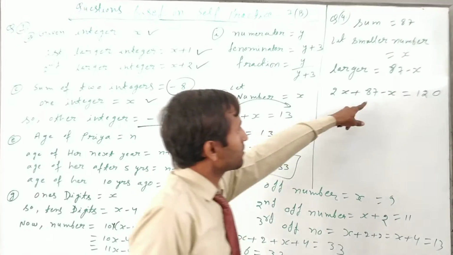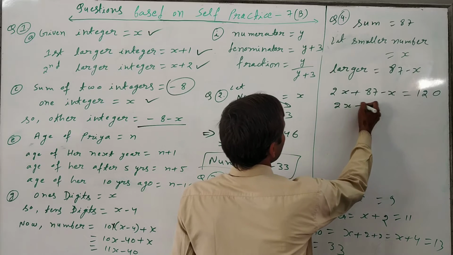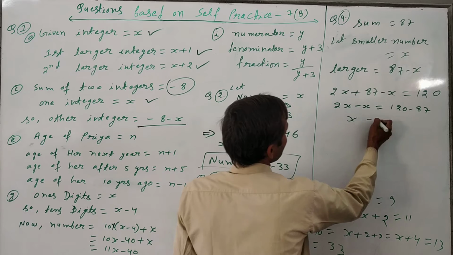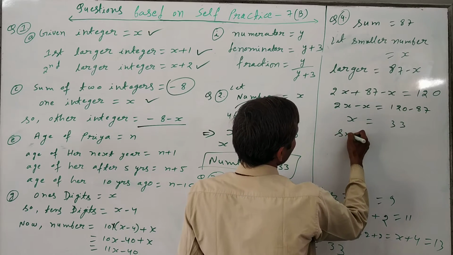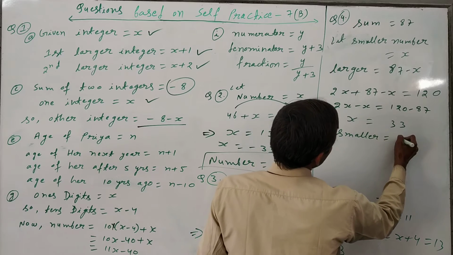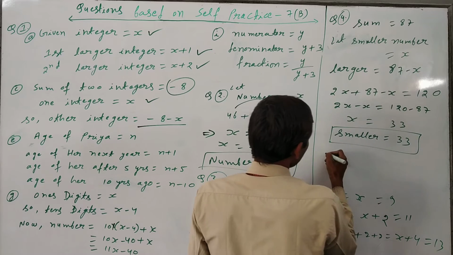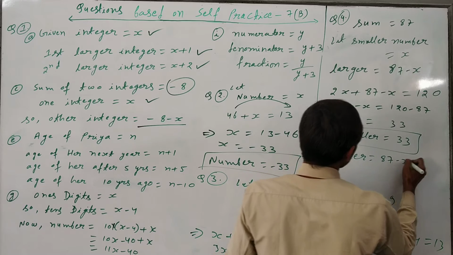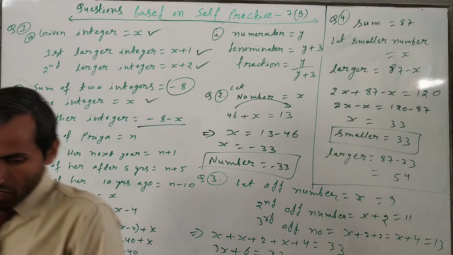Very simple. Just arrange this, and 87 will transpose to that side. So 2x minus x is equal to 120 minus 87. Now subtracting, x will come, and here 120 minus 87 is 33. So the smaller number is equal to 33, and for the larger number, 87 minus 33, how much will come? So the larger number is equal to 87 minus 33, which is 54. So the larger number is equal to 54. Like that we have to solve.